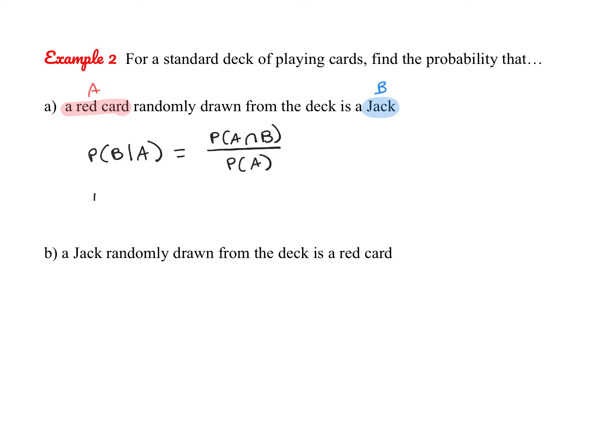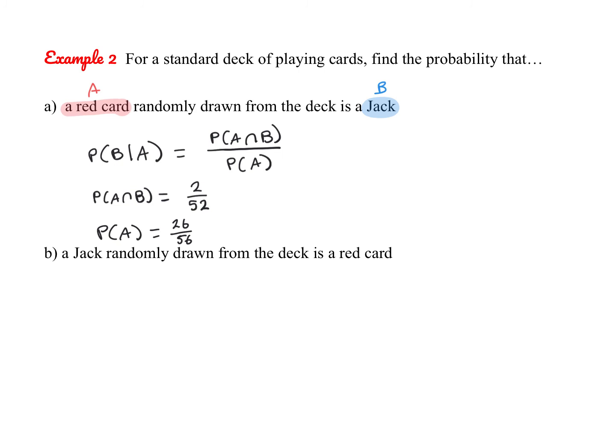So let's start by finding the probability of the intersection. I'll find that by itself. The probability of being both a red card and a jack is, well, there's only 2 possible cards for that. That's the jack of hearts and the jack of diamonds. And there are 52 total cards. So the probability of the intersection of A and B is 2 over 52. And then the probability of event A, which is a red card, is 26 over 52. Half of the deck is red.